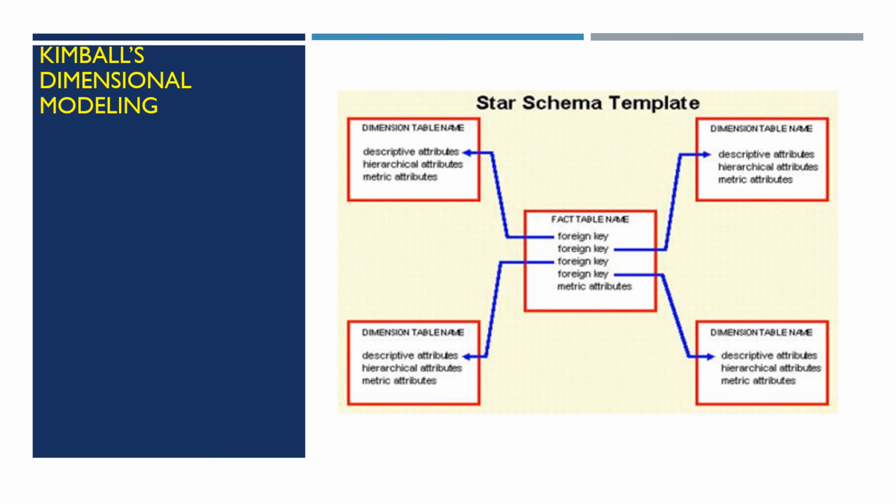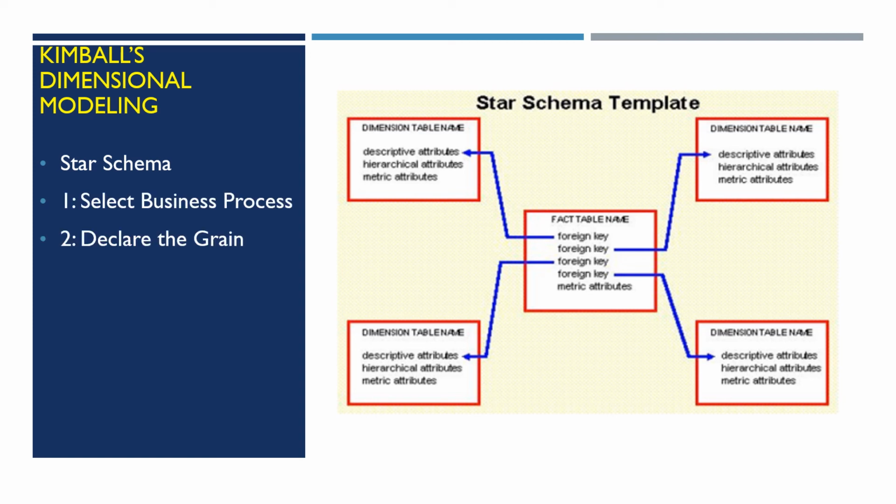Moving on to Kimball's dimensional modeling, I have a picture of a star schema template right here with a fact table and multiple dimension tables, all the dimension tables ranging from that one fact table. So how do we design one of these? Well, step 1, select the business process. Step 2, declare the grain. What level of granularity do we want in this data set? Step 3, identify the dimensions. What exactly are we going to derive from these facts?